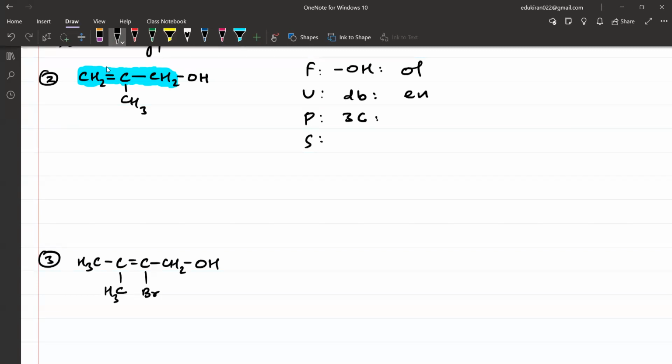What is the word for 3 carbons? Try. Prop. 3 carbons for prop, right? What is the substituent that is left?